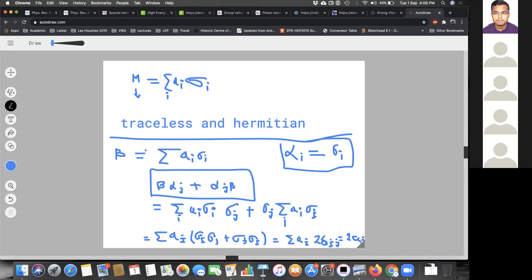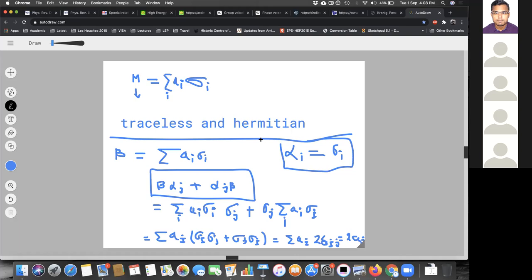But you can see that the anti-commutation relation of this beta with the alpha i will be 0 if and only if all these AIs are 0. That means if it is a null matrix. And we are not interested in a null matrix. We are interested in some non-zero traceless Hermitian matrix, because beta square is identity. Beta square is not 0.